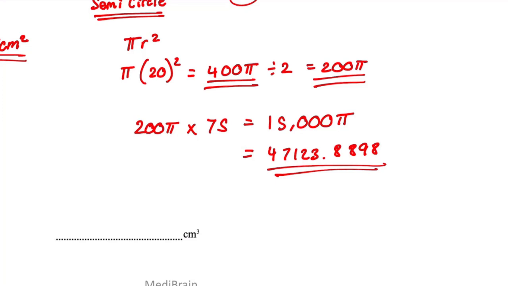Okay, it says 3 significant figures, so you're going to count the numbers 1, 2, 3. Okay, 3 significant figures is here. You're going to chop it off. We have 471. Does 2 round up or down? It rounds down, so it's just going to be left with placeholders. So that's your answer. It's going to be 47,100 centimeters cubed.